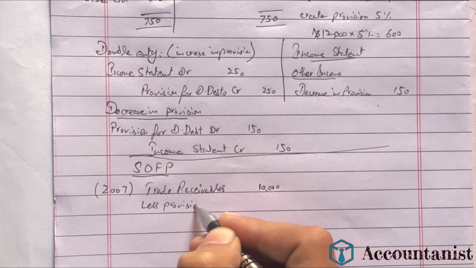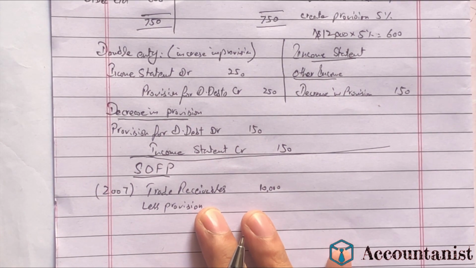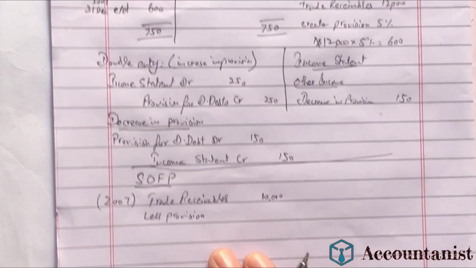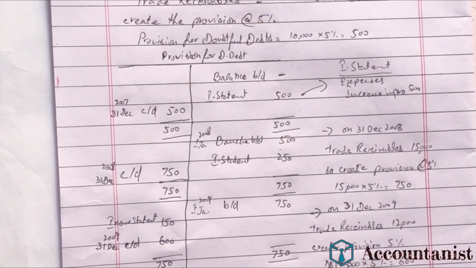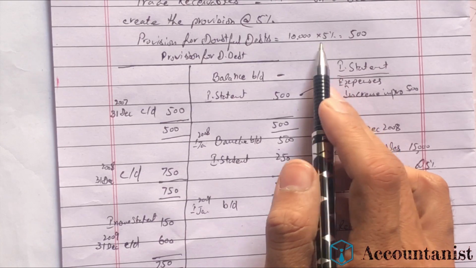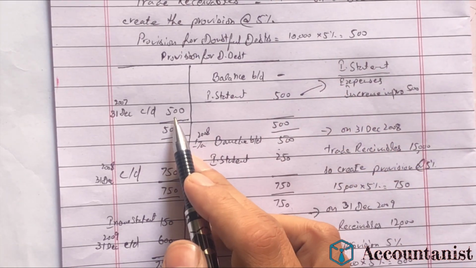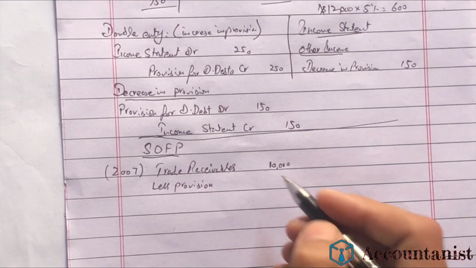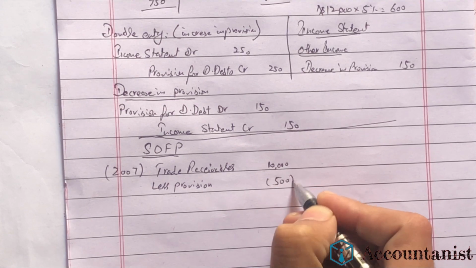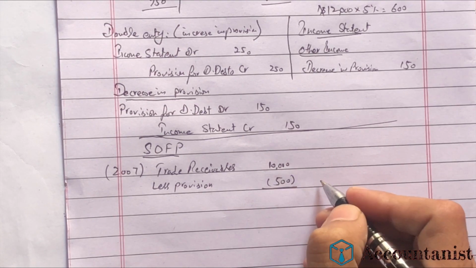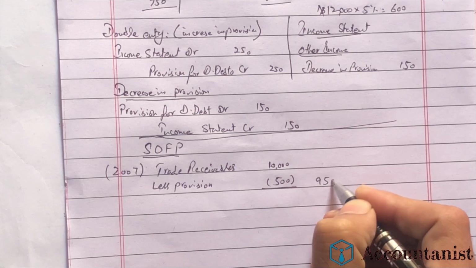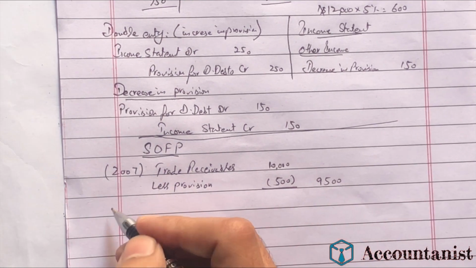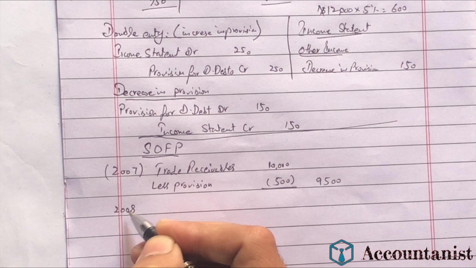Now in the SOFP, we are not going to deduct here the increase in provision or the decrease in provision. Instead of that, we will write down the figure of provision that we have calculated by applying the percentage, meaning the closing balance. So the 500 will go here, and we will deduct this 500 from the trade receivable to get the net trade receivable balance, that is 9,500. That's how we're going to record this in 2007.